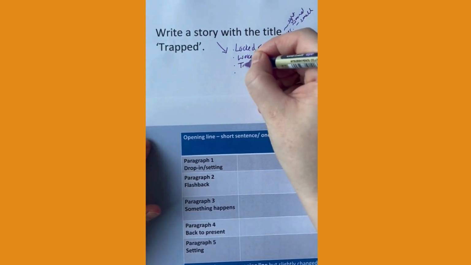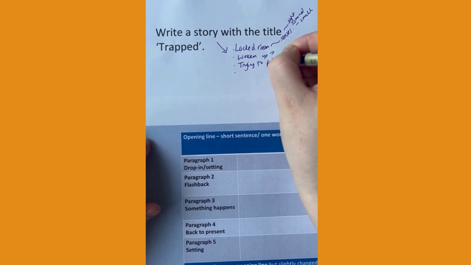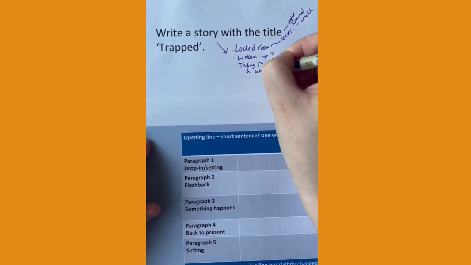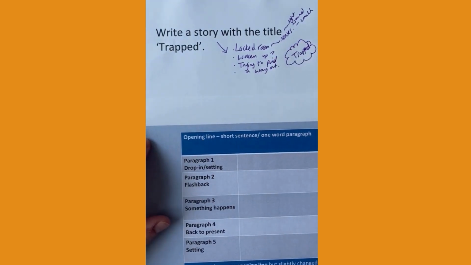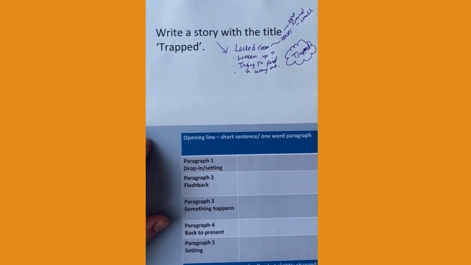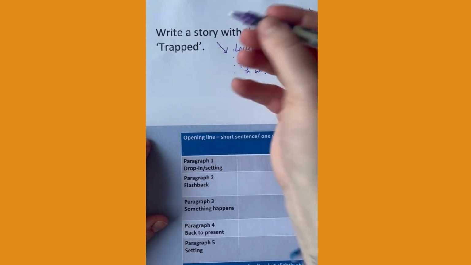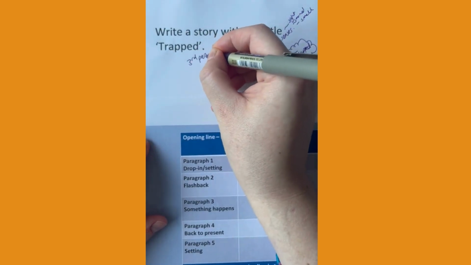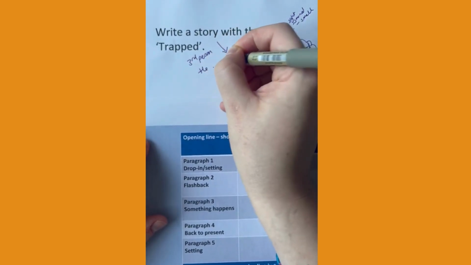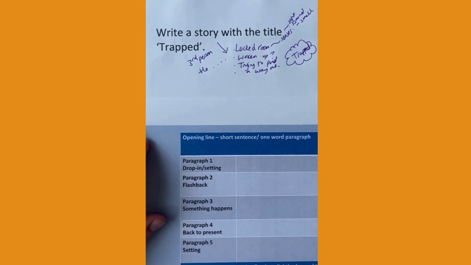I may be trying to find a way out, which obviously links to the title of Trapped. I'm probably going to decide who my character is going to be, and I think I'm actually going to write in third person. So I'm going to be "he", which adds a little bit of mystery to it.